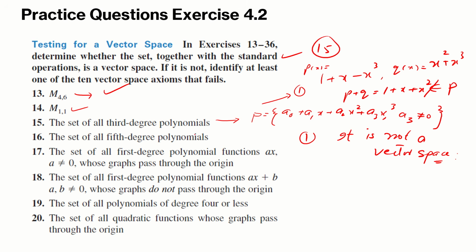The same thing with question number 16 as well. It is a set of all fifth degree polynomials. Again, it's degree 5, so it's not a vector space because of condition number 1. Question number 17 is saying the set of all first degree polynomial functions ax with a not equal to 0 whose graph passes through the origin.